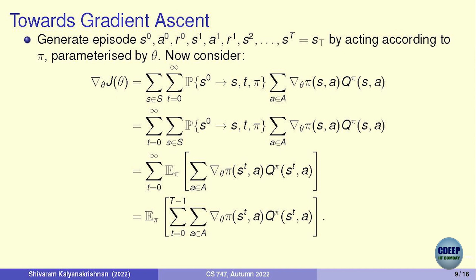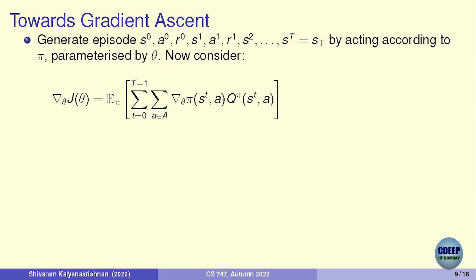We have replaced this pesky sum over states and so on. We still don't have the ability yet to do stochastic gradient ascent, because this is a quantity that depends on q pi, which we don't know. Q pi of s_t, a means for all the actions and so on. We can still make progress, so I'm just going to rewrite that same step. This is what we had after three or four steps.